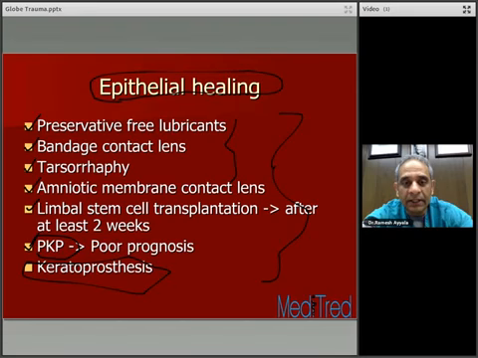But the initial things that you can do include frequent use of preservative-free lubricants, the role of bandage contact lens to promote epithelial healing, and tarsorrhaphy. And nowadays, the free availability of amniotic membrane contact lens should be considered. All of these should be considered initially by you. If that doesn't work, obviously refer the patient to a specialist for consideration of limbal stem cell transplantation. And should that not work, a PKP or a keratoprosthesis.